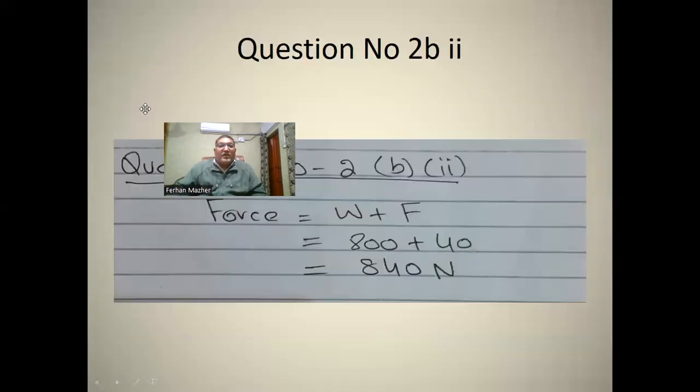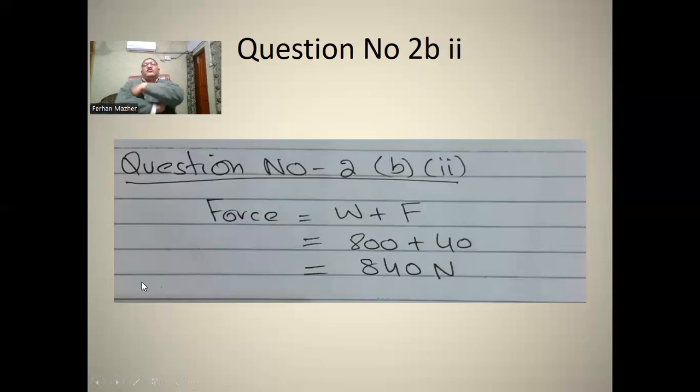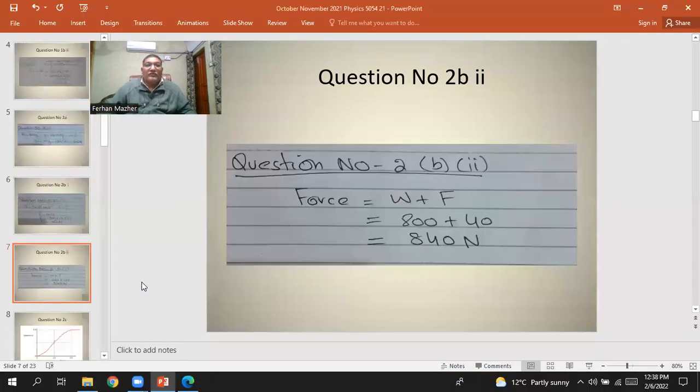Okay, so here we go. The force is equal to the weight of the man plus the force which was used to produce the acceleration. So it will be 800 plus 40, and that will be 840 Newton. So the total force which the floor of the lift will apply on the man is 840 Newton.